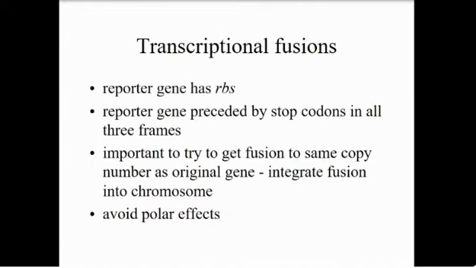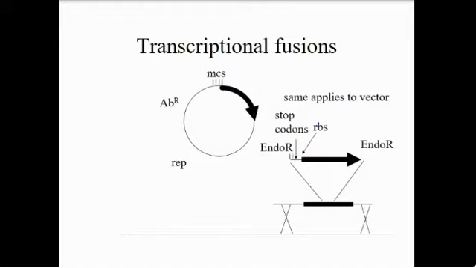The reporter gene, if it's a transcriptional reporter that you're looking at, has its own ribosome binding site. It's preceded by stop codons. It's important to try to get the fusion to the same copy number as the original gene. And the other thing that I haven't said there yet is that you've got to think about what putting that gene in there might do to any downstream genes. Okay? Because someone said negative feedback. It might be that the system you're looking at is regulated by a gene in this operon.